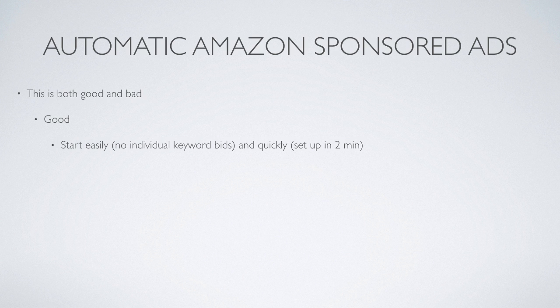So it's very easy to set it up. It's also very quick to set it up. Literally, you can set up an automatic Amazon sponsored ad campaign in 2 minutes or less. So that's the good part. Another good thing here is that you don't have to do any prior keyword research, right? Because Amazon itself takes care of that.